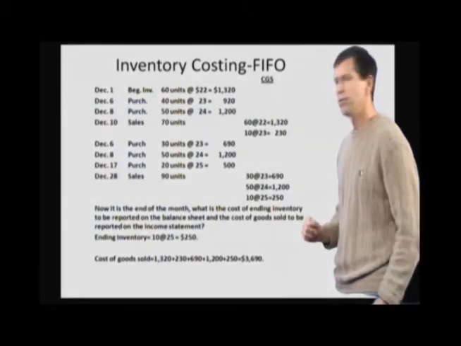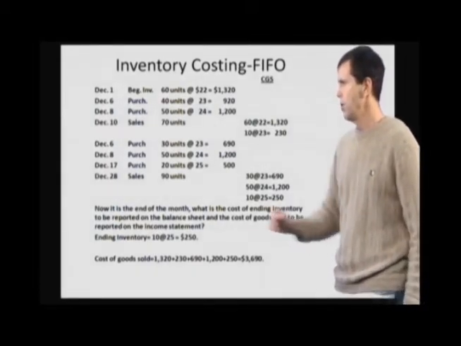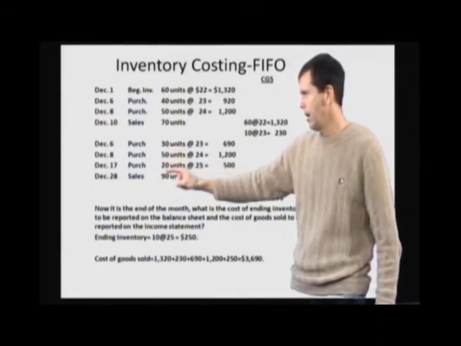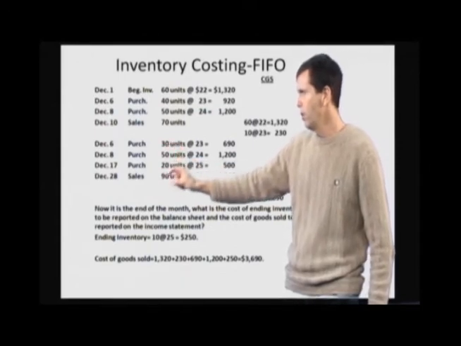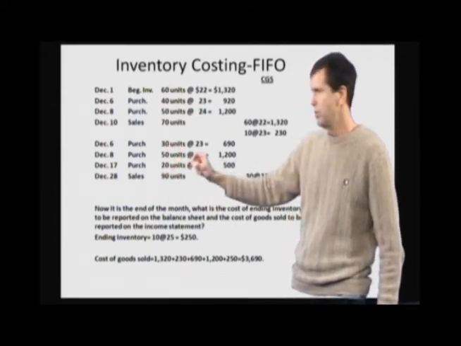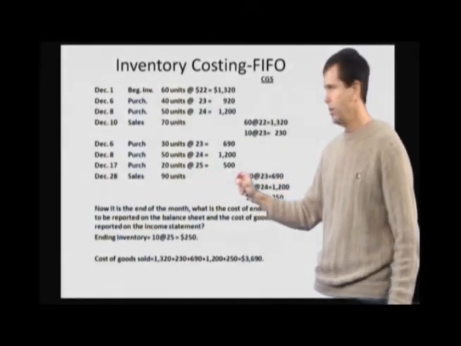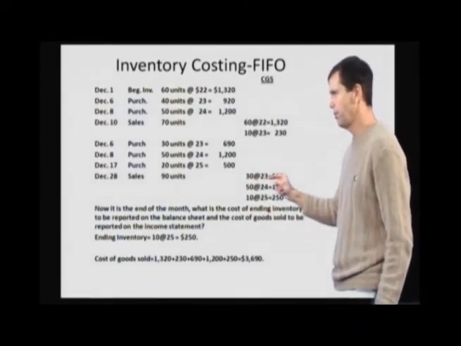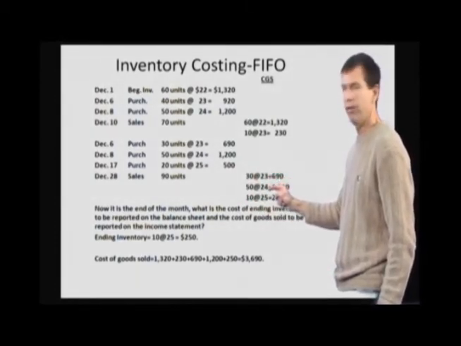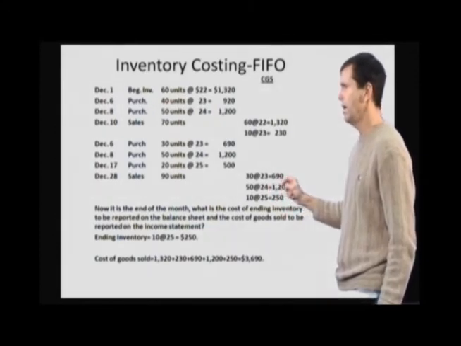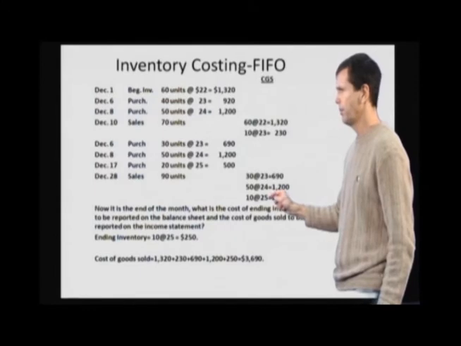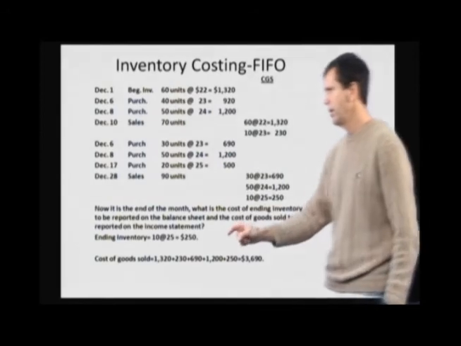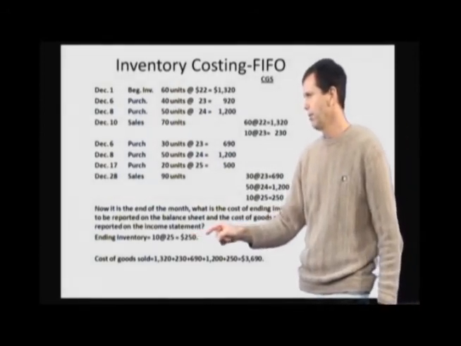Ending inventory, very simple calculation now. We previously had 100 units here, 3 layers totaling 100 units. Our sales were 90, so we know that we still have 10. Well, the 10 that we still have are these $25 ones, because we assumed that we sold all 30 of the $23 ones. We assumed we sold all 50 of the $24 ones, and then we assumed that we sold 10 of the $25 ones, so we must still have 10 of these $25 ones. So our ending inventory is 10 times 25, a total of 250.